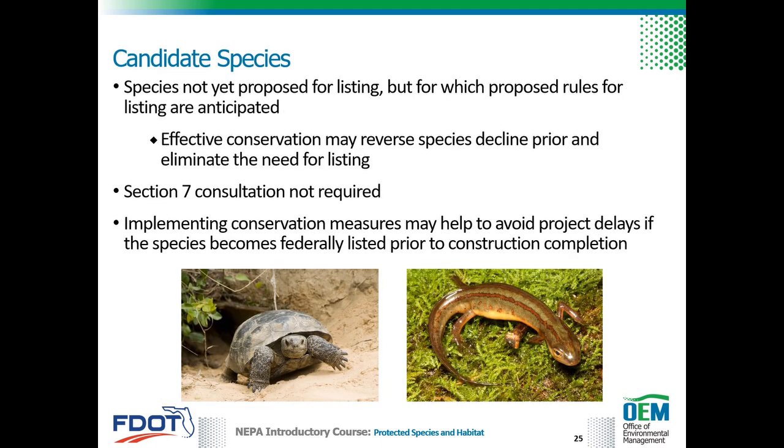Candidate species are not proposed for listing, but are species for which the development and publication of proposed rules for listing are anticipated. Effective candidate species conservation may reverse the species decline, ultimately eliminating the need for ESA protection. Section 7 consultation is not required for candidate species, though consideration of conservation measures may help to minimize project delays if a candidate species becomes federally listed before construction of a project has been completed.